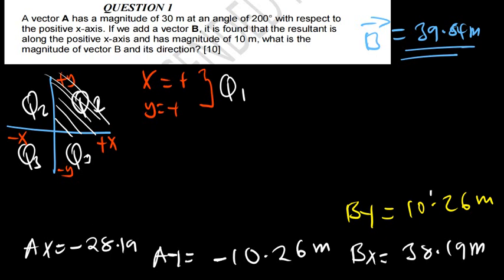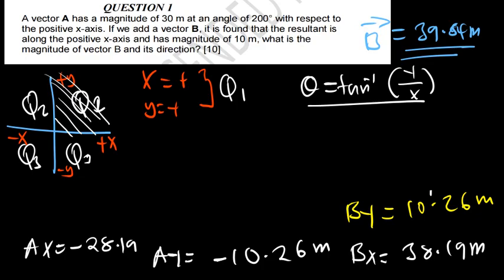Now, if you discover that the angle falls in the first quadrant, we know that when finding the direction, we always use this formula. We say theta is equal to tan inverse of the y component divided by the x component. When you find the answer using this formula, the theta you find here is the answer. Because it falls in the first quadrant, that is going to be my answer. Then I'm done with that question.